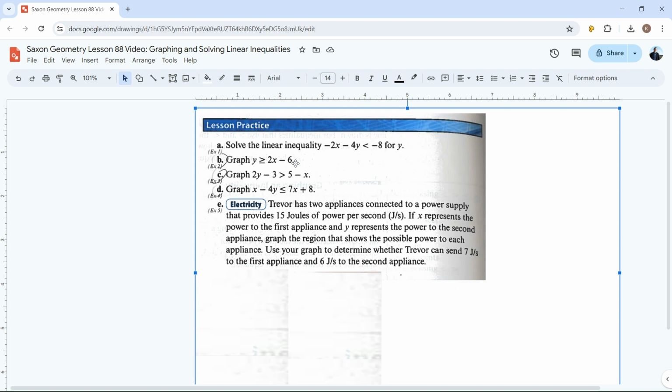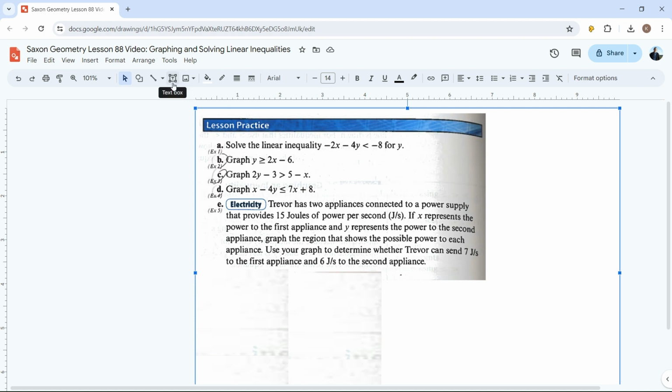And then the other thing that we're going to have to do in this lesson is shade the part of the graph where the solution set lies. All right, let's take a look at how to do that. So first of all, we're going to start with one that's not actually shading and dotted or solid lines yet. We're going to do letter A, solve the linear inequality for y.